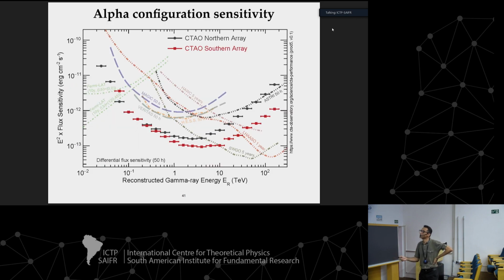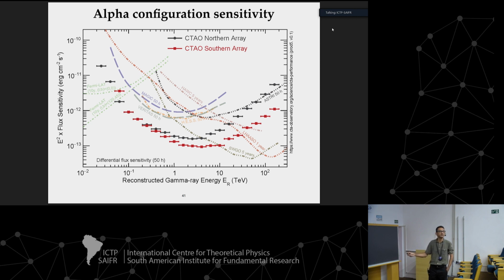Here is the sensitivity curve. The sensitivity curve for these two configurations, for the northern and the southern array. So this is the Alpha configuration for north and south. So you can see the sensitivity, and you see that the best sensitivity, as I told you, is around 1 TeV, a little bit larger than 1 TeV.